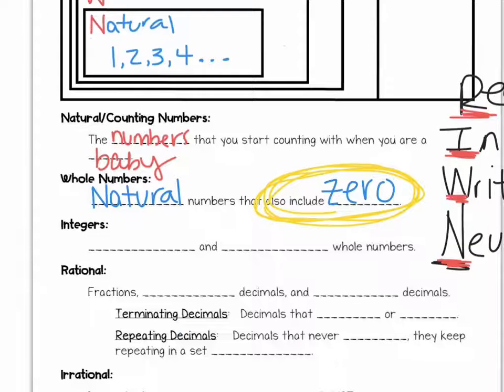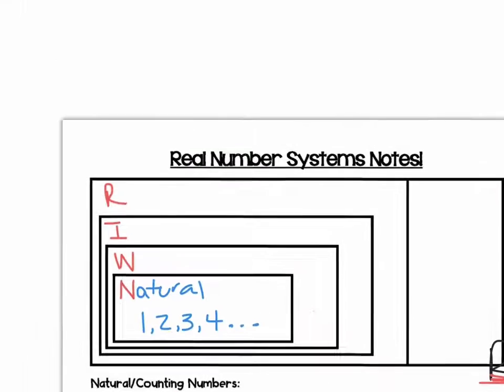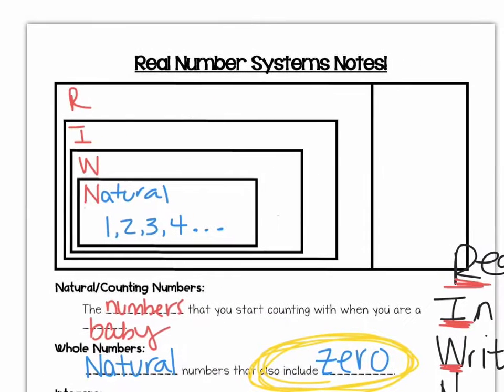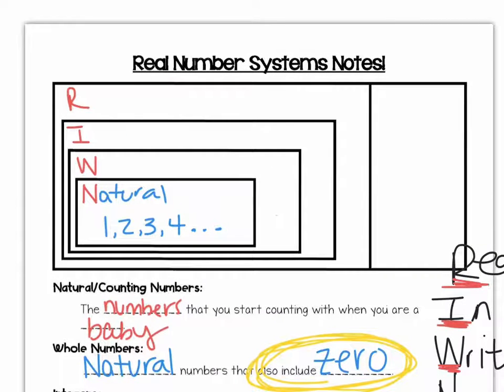Okay, so let's go fill that in up here. So we said that whole numbers are natural numbers that include 0. So I'm going to fill in the word whole. And so we have 0, and I'm going to make that kind of big so it's easy to see because that's the most important number.